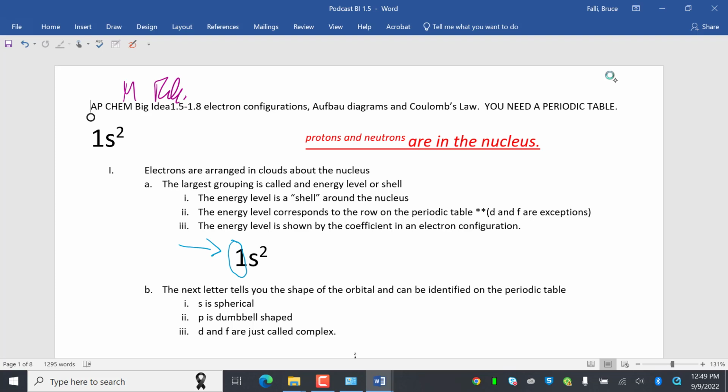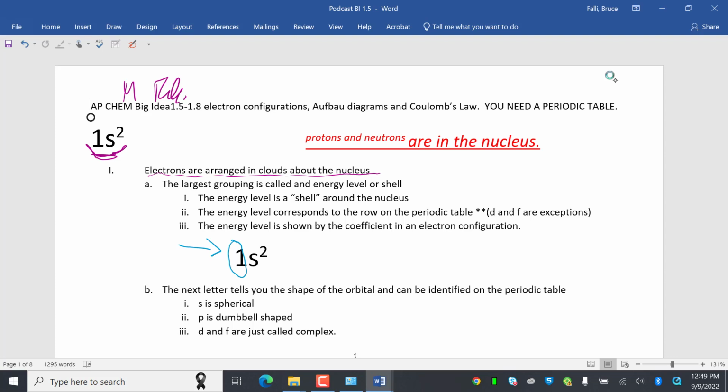So, protons and neutrons are in the nucleus, but electrons are arranged in clouds about the nucleus. We're going to talk about this and maybe remember something, like 1s2, from first year chem, but we'll see. The largest grouping of electrons is called an energy level or a shell. An energy level is a shell around the nucleus. The energy levels correspond to the row of the periodic table, except D and F.